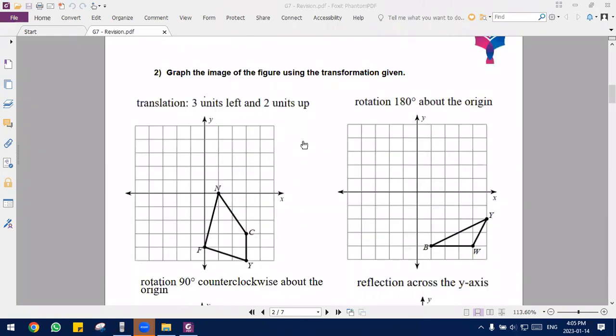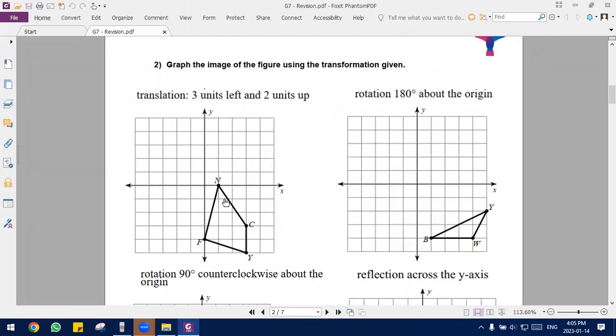Now in question 2, it says, graph the image of the figure using the transformation given. So the first one we have, translation, 3 units left and 2 units up. So for each single point on the graph, I need to move it 3 units left, like 3 squares to the left, and then 2 units up, or 2 squares up.